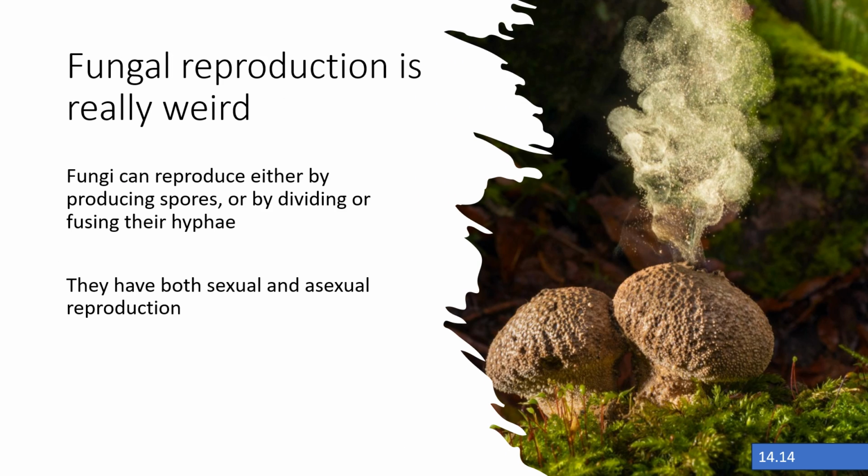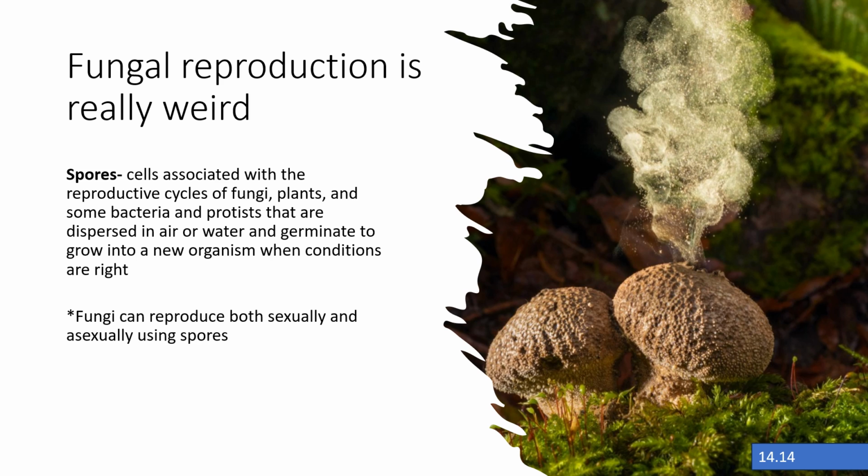So we mentioned that mushrooms are just temporary reproductive structures. But let's talk more about fungal reproduction because it's really weird and interesting. Fungi can produce spores, similar to some plants, and the spores are usually produced in and released by mushrooms. But fungi can also reproduce using their hyphae. And both of these two methods of reproduction can be either sexual or asexual. I know, I said it was weird, right?